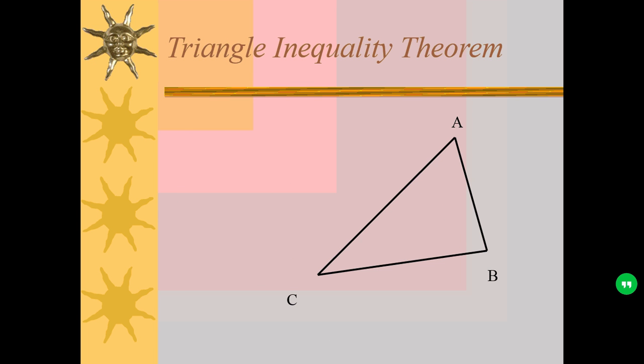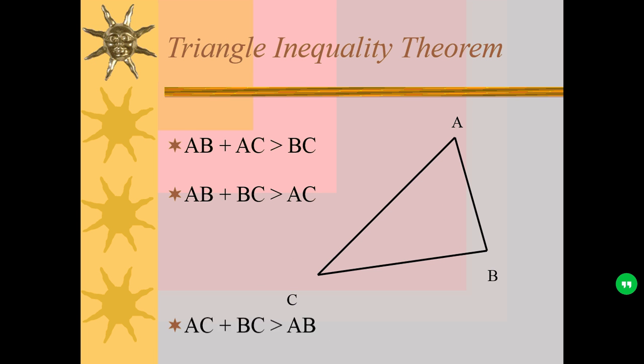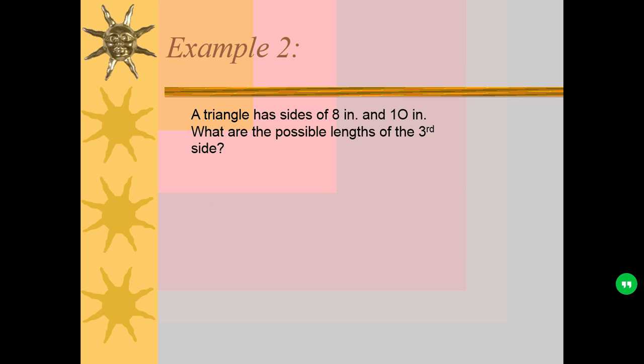And really what you could say is that any two sides of a triangle have to be larger than the third side, and that's technically what the triangle inequality theorem states. Any two sides are going to be larger than the third side. But like I said, what it really boils down to is if you take the two smaller sides and add them together, they always need to be larger than that third side.